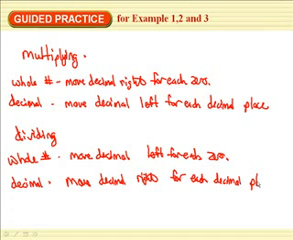Okay, so when you're going to look at the problem and you're going to decide, am I multiplying or am I dividing? Then you're going to decide, am I multiplying by a whole number or a decimal, or am I dividing by a whole number or a decimal? Then use this to help you.